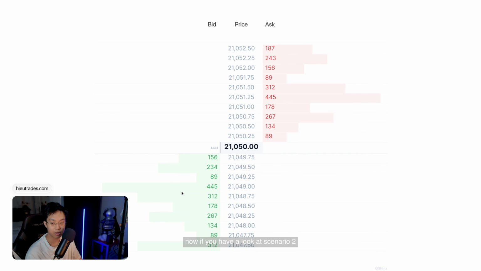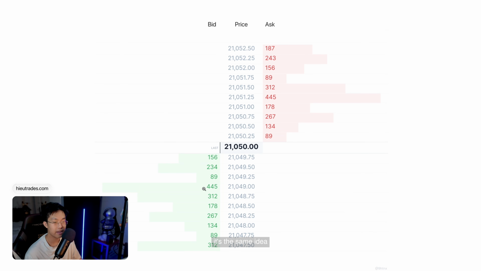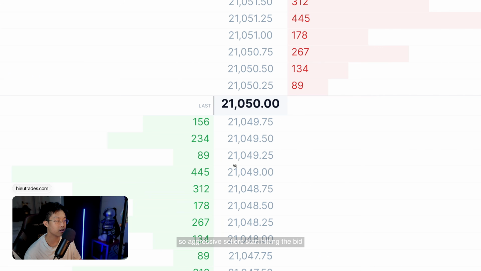Now, if you have a look at scenario 2, where sellers take control and price starts dropping, it's the same idea, but it's just in the different direction. So aggressive sellers start hitting the bid at the best bid price, and they sell into 21049.75, taking the 150 contracts sitting here, assuming that their sell orders are more than 156. If it isn't more, then price can stay at this level because the supply is sufficient enough for the demand.